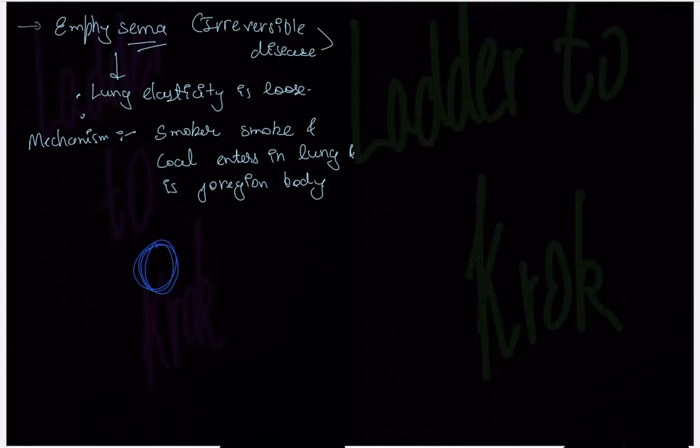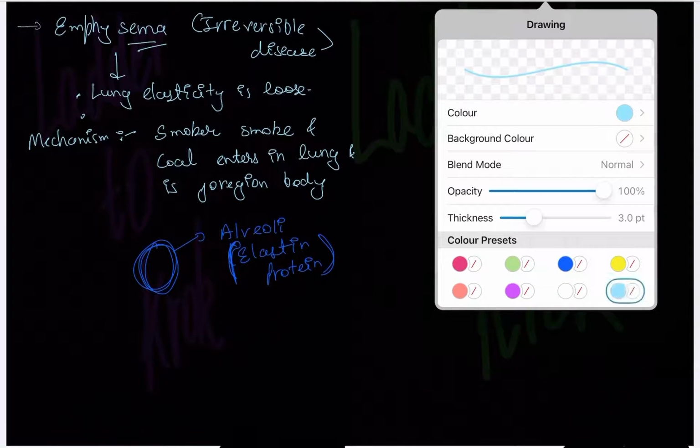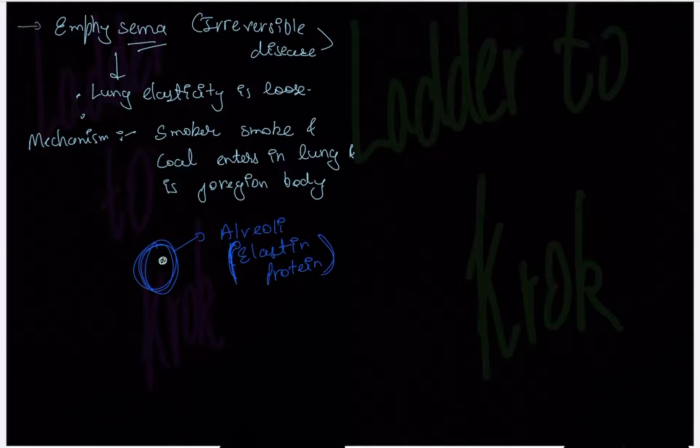Just imagine this is your alveoli, and these alveoli are made up of elastin protein. As the name indicates, these provide the lungs elasticity. Just imagine there is a person who smokes and coal or anything enters their lungs as a foreign body. Then what will come first in your body against any antigen? Yes, macrophages. The macrophages will come here to engulf it.